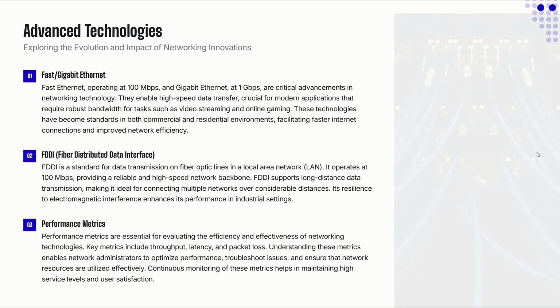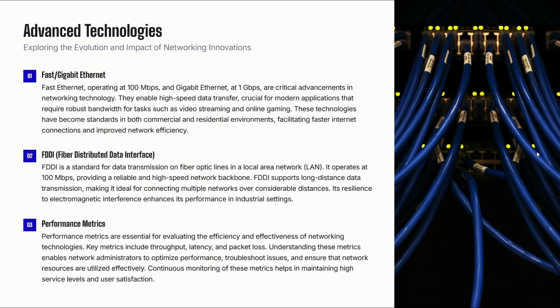Moving on, let's discuss some game-changing network technologies and how we measure their performance. The first one is Fast Ethernet. Fast Ethernet runs at 100 Mbps and works with older 10 Mbps equipment, making it perfect for office networks. Whereas Gigabit Ethernet is the speed demon at 1000 Mbps, ideal for data centers and multimedia. FDDI, Fiber Distributed Data Interface, uses fiber optic cables and has a dual ring design, making it great for connecting large campuses.